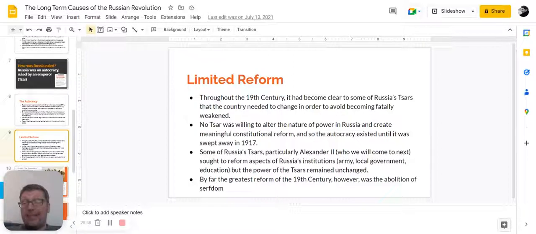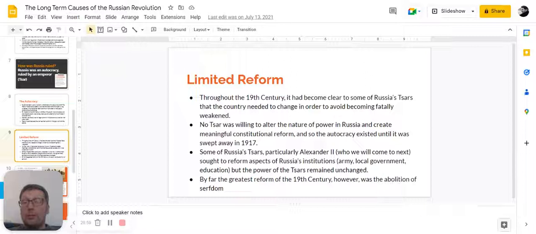Some of Russia's Tsars, particularly Alexander II, who we'll come to next, sought to reform aspects of Russia's institutions, such as the army, local government, and education. They wanted to make that more efficient, but the power of the Tsars remained unchanged. By far the greatest reform of the 19th century, however, was the abolition of serfdom.